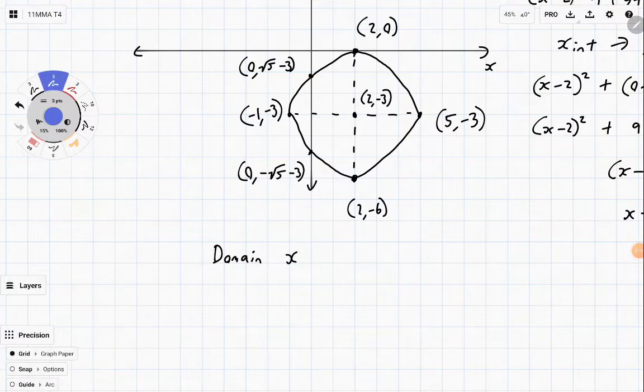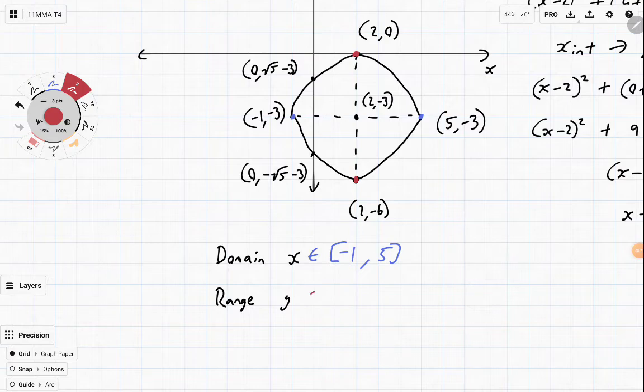So x stretches from negative 1 on one end to 5 on the positive end. So it's negative 1 up to 5. Whereas for the range, we've got y, and the smallest value of y is negative 6, and the highest value of y is 0. So y is in negative 6 up to 0.